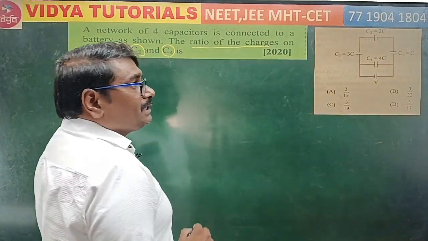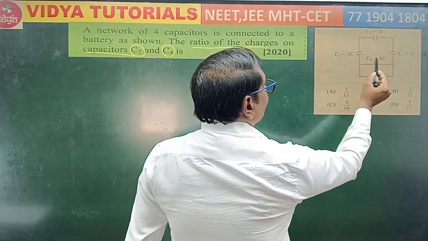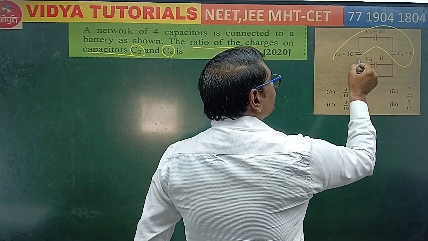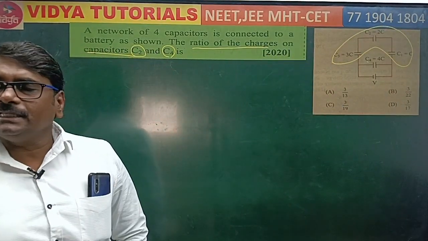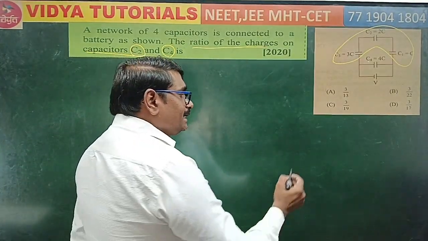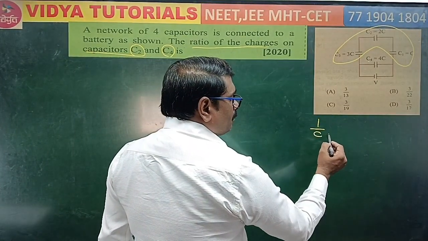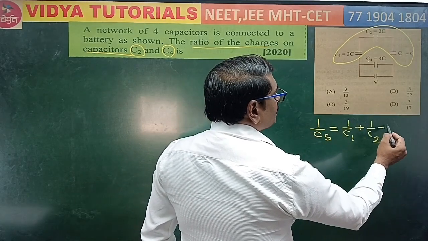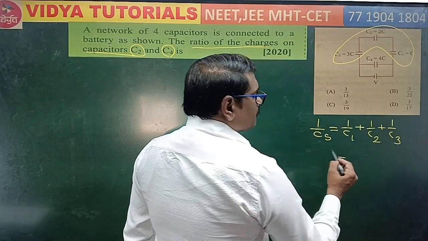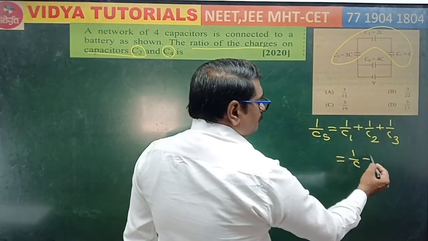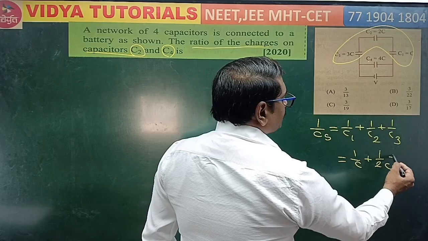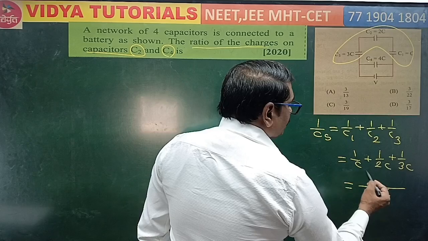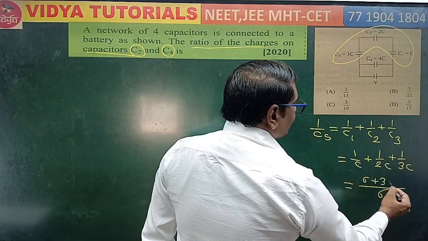Now, when we observe the figure, here is C4 and here is C2. But when we carefully observe, we see that these 3 capacitors are in series combination. Hence, we first find the series combination effective capacitance CS, with the formula 1 upon CS equals 1 upon C1 plus 1 upon C2 plus 1 upon C3. Now substitute the values: 1 upon C, 1 upon 2C and 1 upon 3C. Of course the LCM is 6C, therefore here is a 6, here is a 3 and here is a 2.